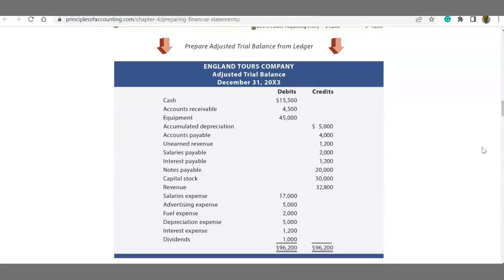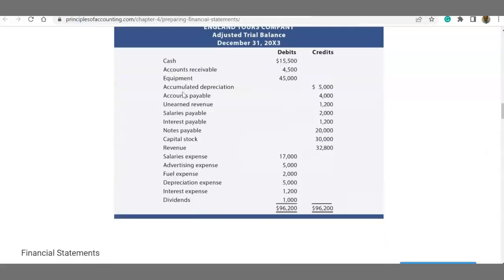You leave it be. Here is the adjusted trial balance. Here is the equipment for $45,000, which is a normal balance of debit, right? Okay, yeah. And accumulated depreciation has a normal balance of credit, right? Right, yeah. So it's there. Anything that is a normal balance of debit should be on the debit side. Anything that is a normal balance of credit should be on the credit side. And your debits and credits are equal, which is perfectly fine.